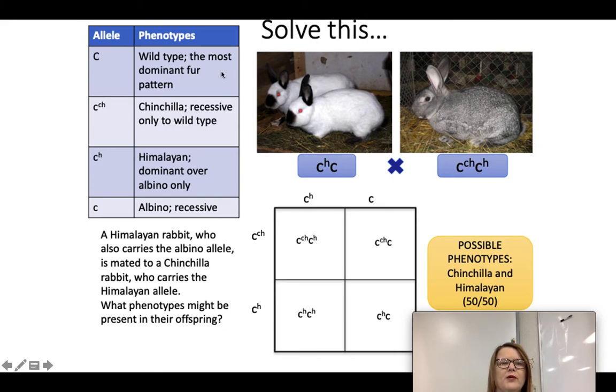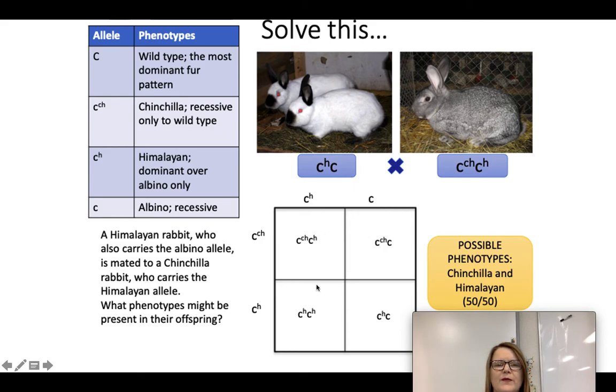So, solve this problem. A Himalayan rabbit who also carries the albino allele. So here's your Himalayan rabbit, C^h, and your albino is c, is mated to a chinchilla rabbit, C^ch, who carries the Himalayan allele, C^h. What phenotypes might be present in the offspring? So when we run this Punnett square, the C^ch and C^h are here because C^ch is on the side, C^h is at the top, so that gives this possibility. And then for this square, you have C^ch and c. This one you have C^hC^h, and this one C^hc.